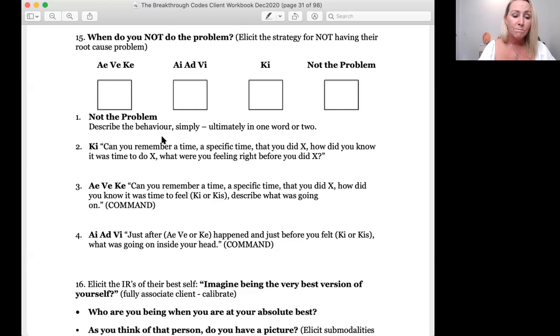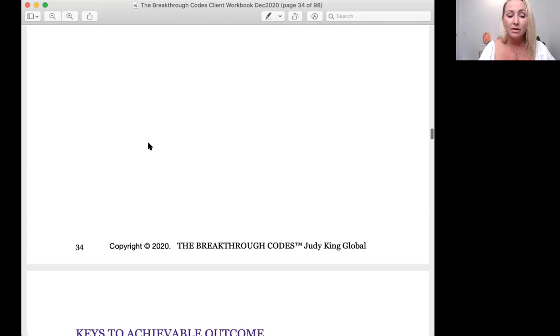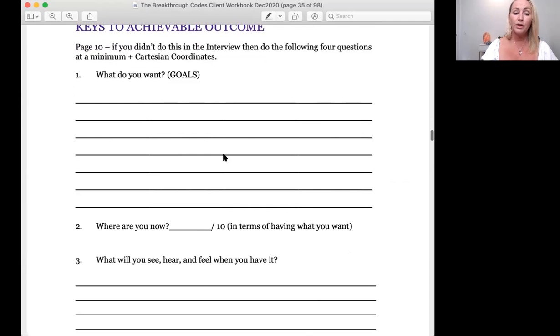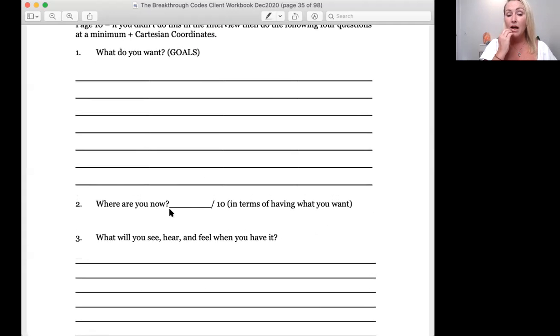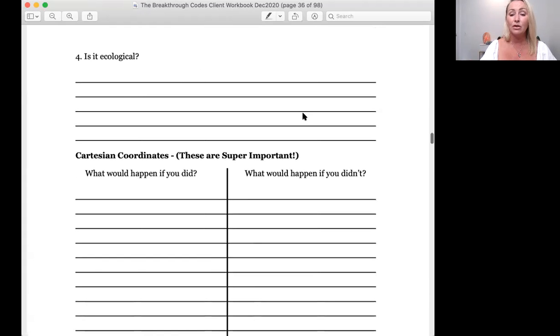Great. So next we're going to move down here to the keys to achievable outcome. So at minimum, you're going to ask these 4 questions. You could use all of page 10, but this is enough. What are the goals? What do they want? Where are they now with having achieved those goals? So if 10 is I have the goals, where are they now in terms of having what they want? So they might give you a 1 or a 2 or a 3, whatever. So what will you see, hear, and feel when you have it? Pretty straightforward. And is it ecological?